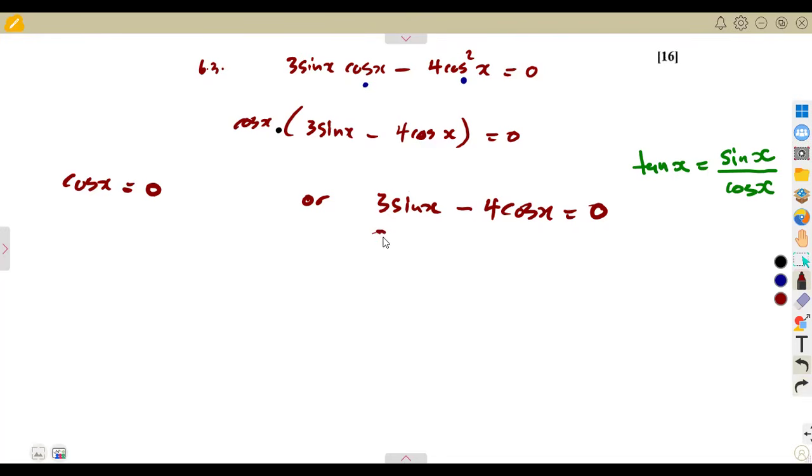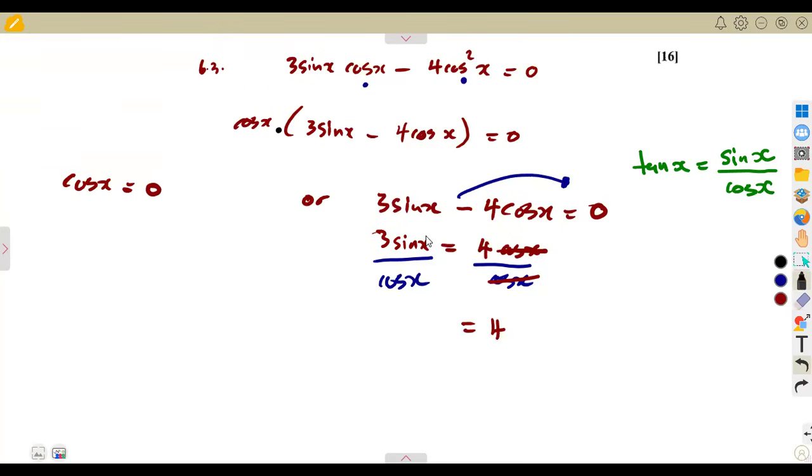I can transpose this 4 cos to the right-hand side so that it becomes a positive. So it's going to be 3 sine of x is equal to 4 cos x. It was a negative, it becomes a positive. Remember, we want a tan, which we know is sine over cos. So to obtain sine over a cos, it means we have divided by cos. So we are going to divide by cos to achieve what we want. So this is going to cancel, meaning to say we are left with a 4 here. But on this side, we have achieved exactly what we want.